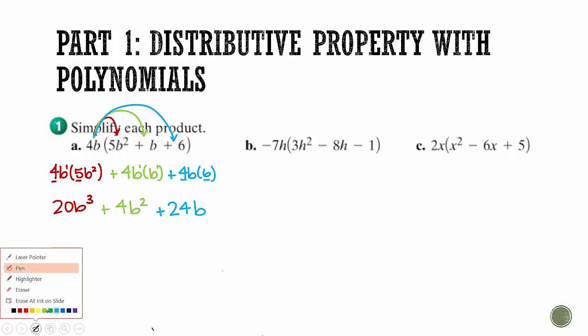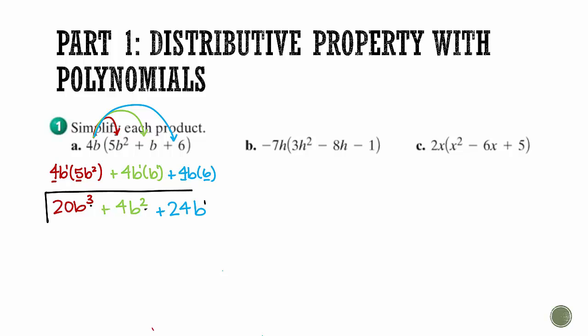And then you double check two things. Is it written in standard form? Just because that's the nice pretty way to write it. It goes 3, 2, 1, so yes. And can I simplify anything? Because all of those have different exponents, we can't add or subtract, so we're done. And that's it. Let's try the next one together.